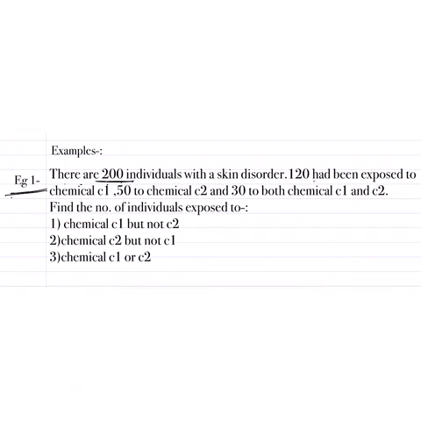There are 200 individuals with a skin disorder. 120 had been exposed to chemical C1, 50 to chemical C2 and 30 to both chemical C1 and C2. We need to find the number of individuals exposed to chemical C1 but not chemical C2, chemical C2 but not chemical C1, and then chemical C1 or chemical C2.